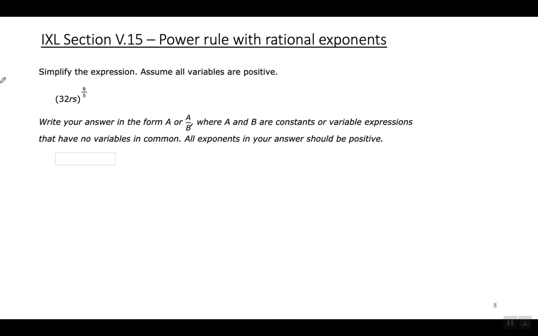All right, next example, I'm going to distribute this exponent to everything. There are 3 terms inside this parentheses. So I'm going to have 32 to the 6 over 5 power, r to the 6 over 5 power, and s to the 6 over 5 power. Out of those 3 terms, the only one I can simplify any further is the 32.